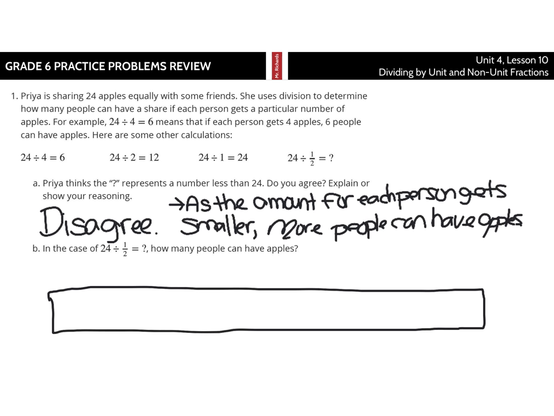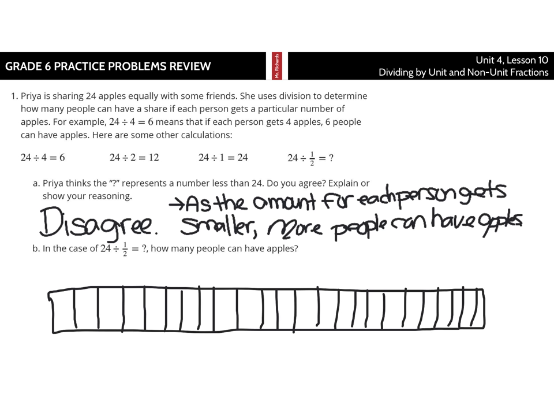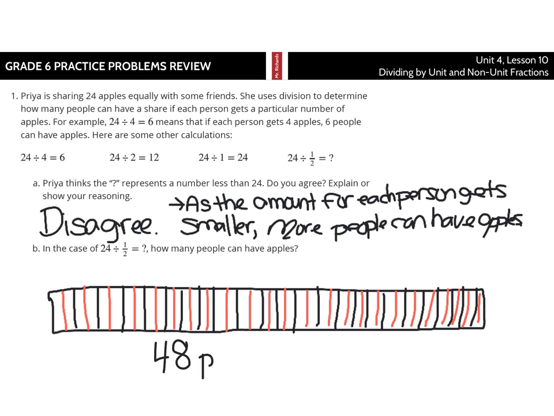Well, if we start off with a fraction bar here, or a tape diagram, we can split this into 24 apples. And there we have our 24 apples. Now, each person would be getting half of an apple. So, cut these in half. And if we were to count all these up, we would end up with 48 people. And if you think about that logically, 24 apples broken into half apples will be 48 half apples. So each person of the 48 gets half an apple.